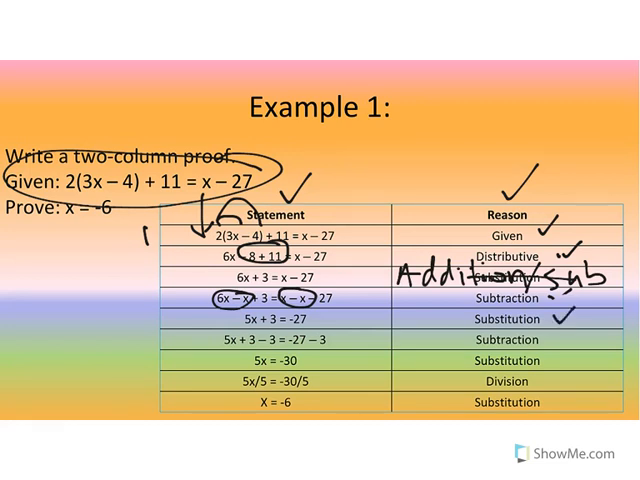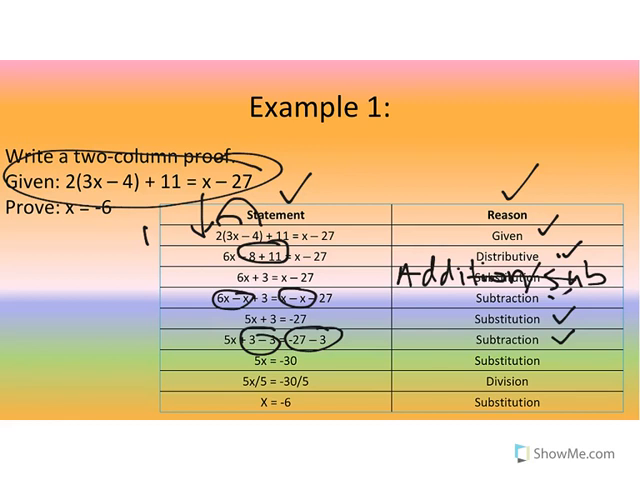Okay, next one, we want to minus 3 from both sides of the equation, so we minus 3 from the left and minus 3 from the right, so we're using subtraction. And to move to the next one, we're combining like terms, so 3 minus 3 is a 0, which leaves us with a 5x, and negative 27 and negative 3 would give us a negative 30.